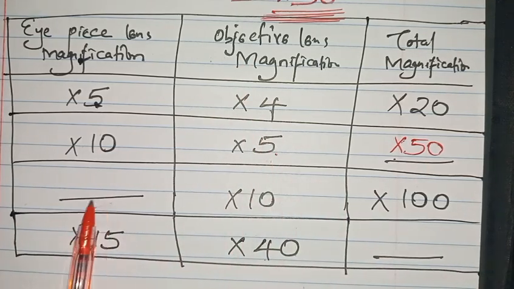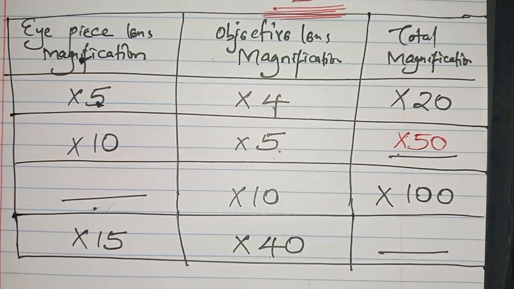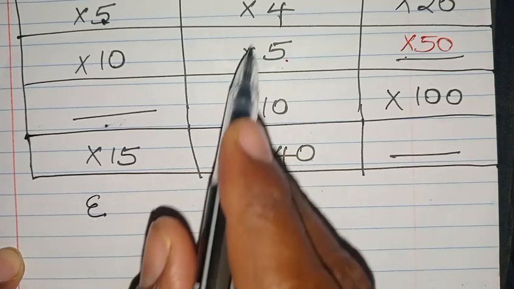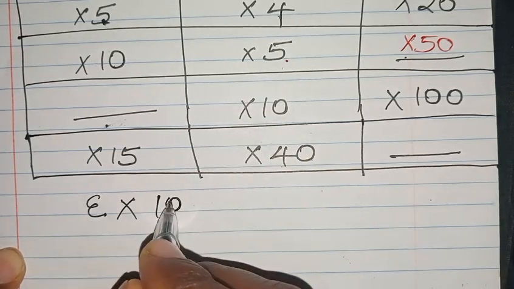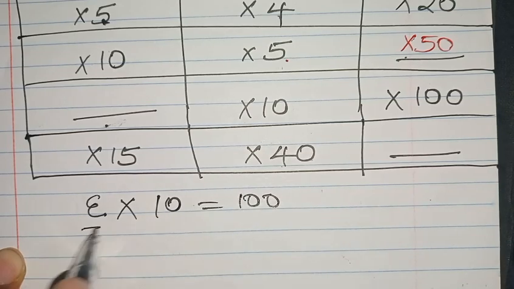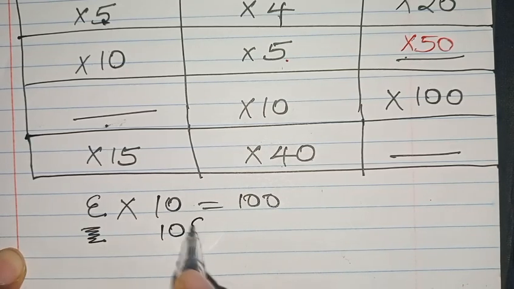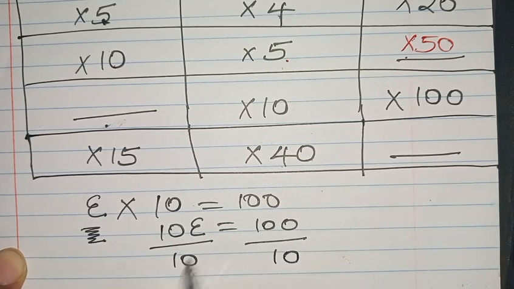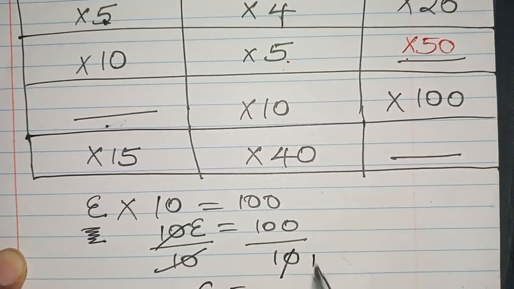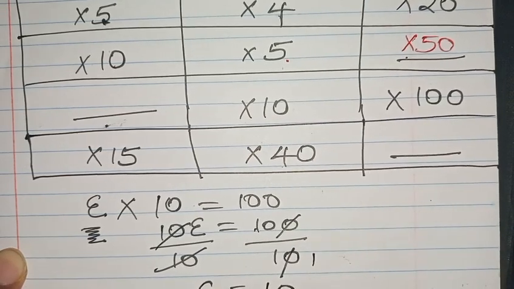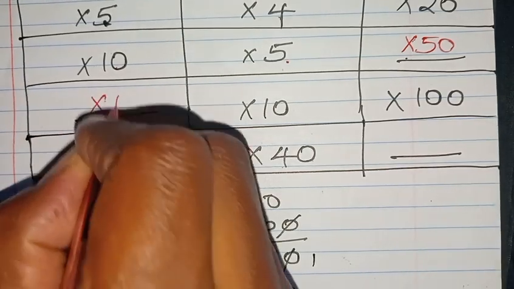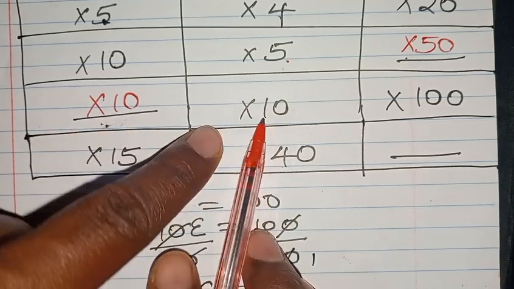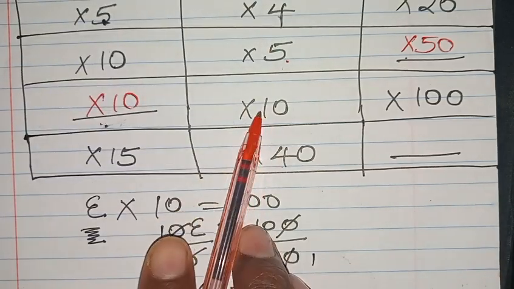Then it means this one we have to calculate. We don't have the eyepiece, we can call it E, the eyepiece. Then you have the objective times 10, which gives you 100. So you are looking for the value of E. So what you do, 10E is equal to 100. If you want to get E, you divide by 10 on both sides. Divide by 10, you get E as 10. So at this point, we write times 10. Meaning, times 10 for the eyepiece lens magnification times 10 for the objective lens magnification, you will get times 100.